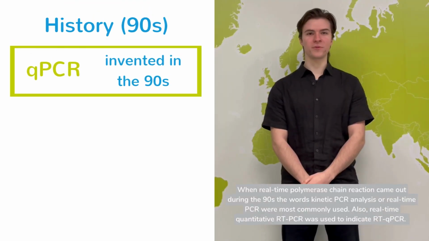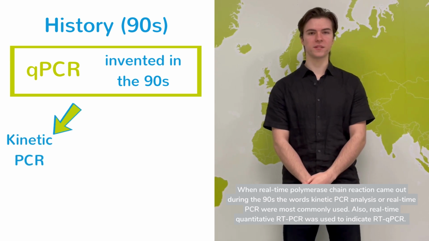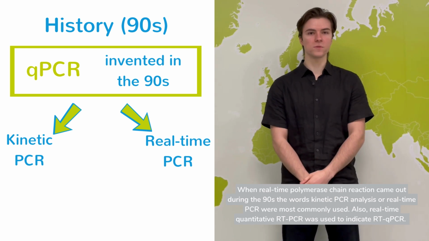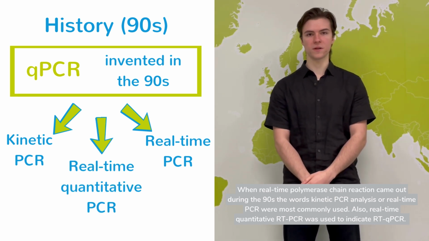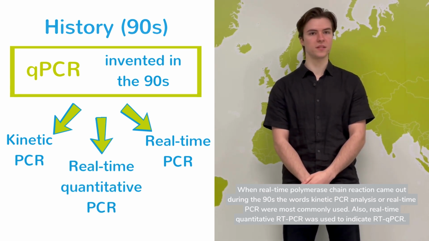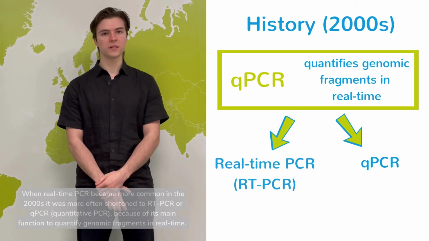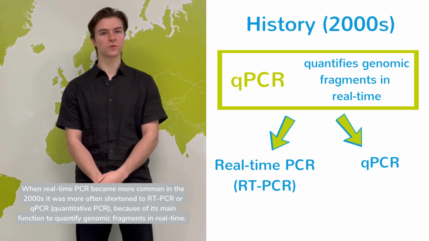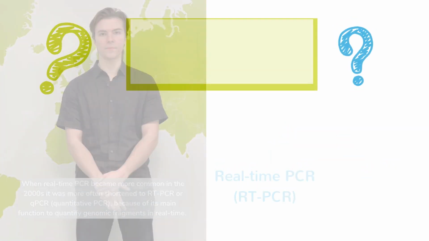When real-time polymerase chain reaction came out during the 90s, the words kinetic PCR analysis or real-time PCR were most commonly used. Also, real-time quantitative RT-PCR was used to indicate RT-qPCR. When real-time PCR became more common in the 2000s, it was more often shortened to RT-PCR or qPCR because of its main function to quantify genomic fragments in real time.